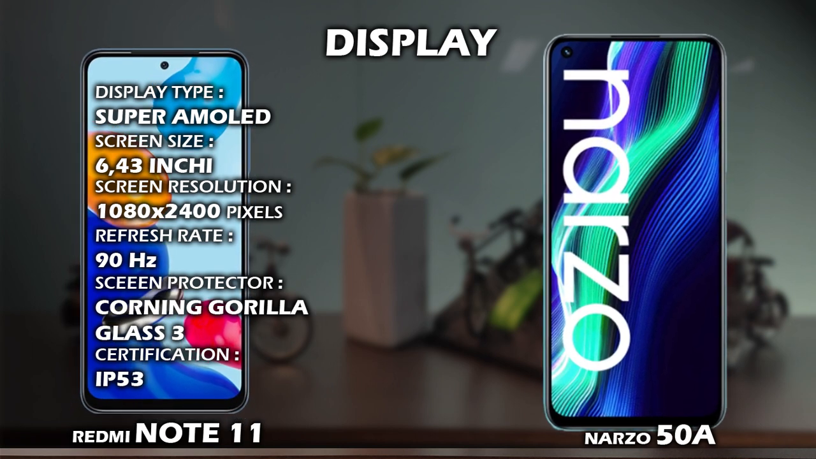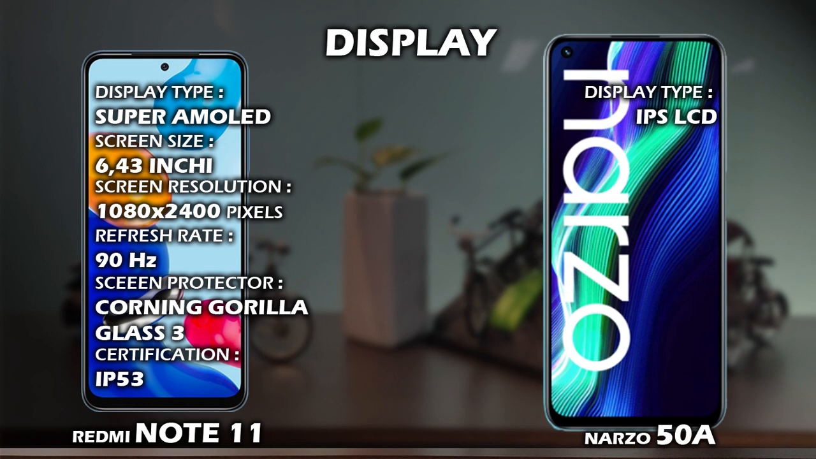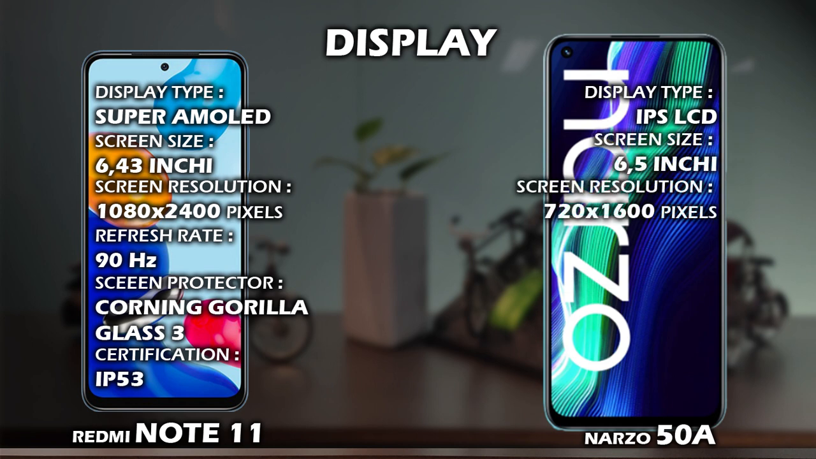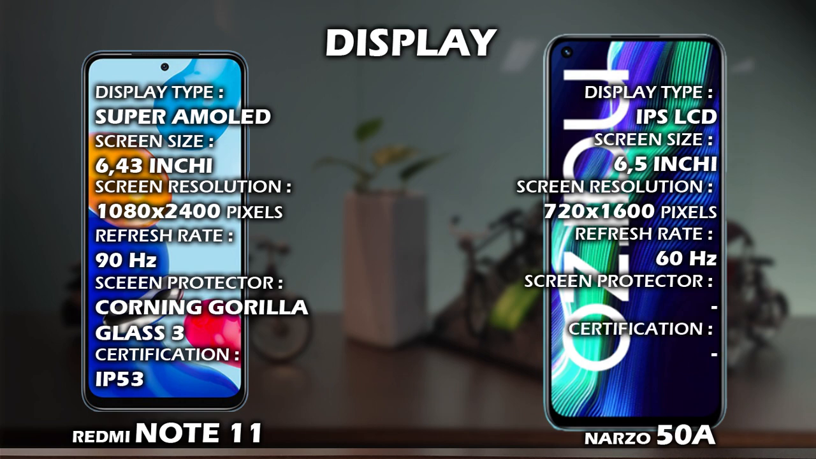Realme Narzo 50A uses an IPS LCD display with a size of 6.5 inches and the screen resolution is 720 by 1600 pixels. The display refresh rate is 60 Hz. The screen has not been protected with a screen protector and does not have splash and dust resistance.